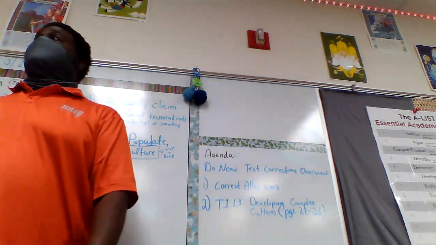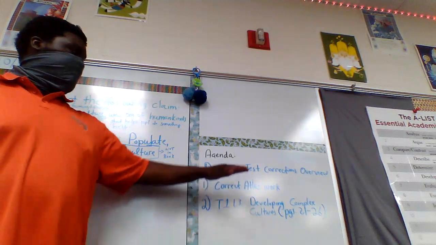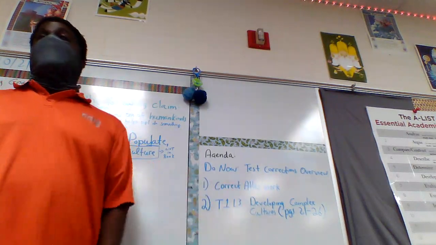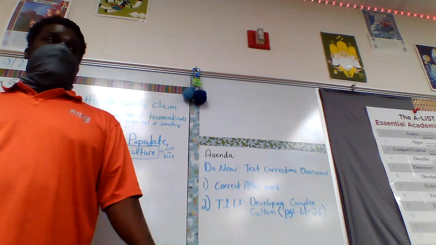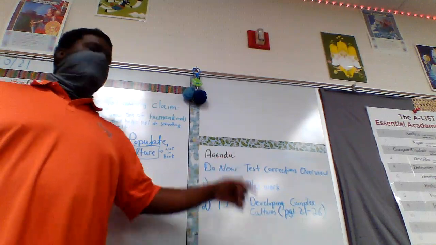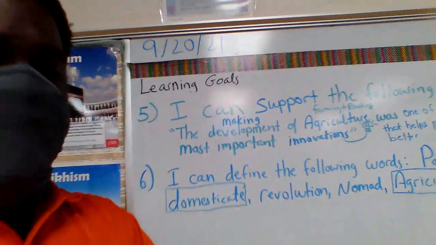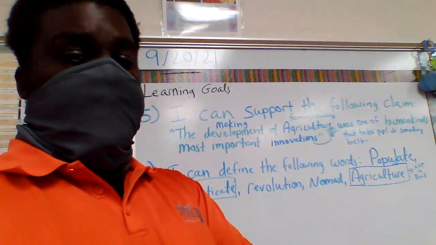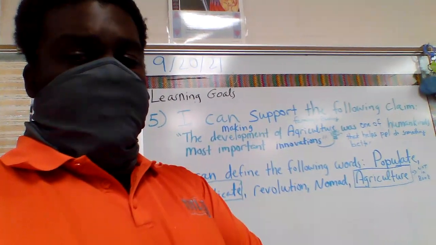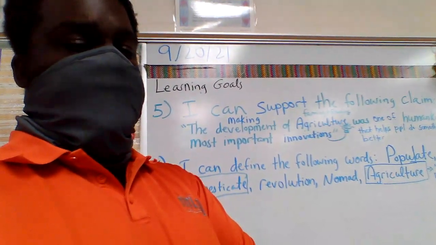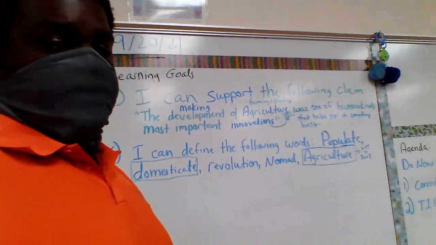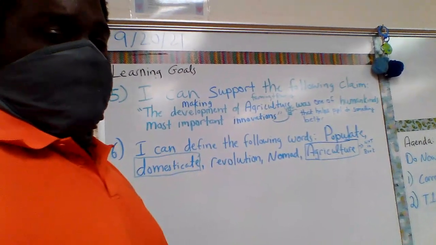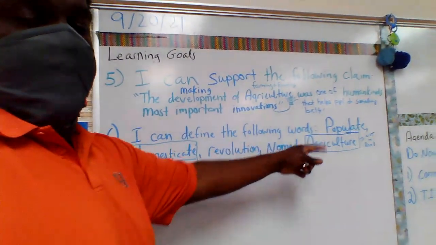So for this next 10 minutes, I will give you a chance to work on test correction overview or finishing the atlas work, because we are going to be grading that and turning it in today. Okay? Now, if you have done both of those things, I want to point our attention to our new learning goals. So we have learning goal 5. I can support the following claim. The development of agriculture was one of humankind's most important innovations. And then learning goal 6 is I can define the following words: populate, domesticate, revolution, nomad, and agriculture.